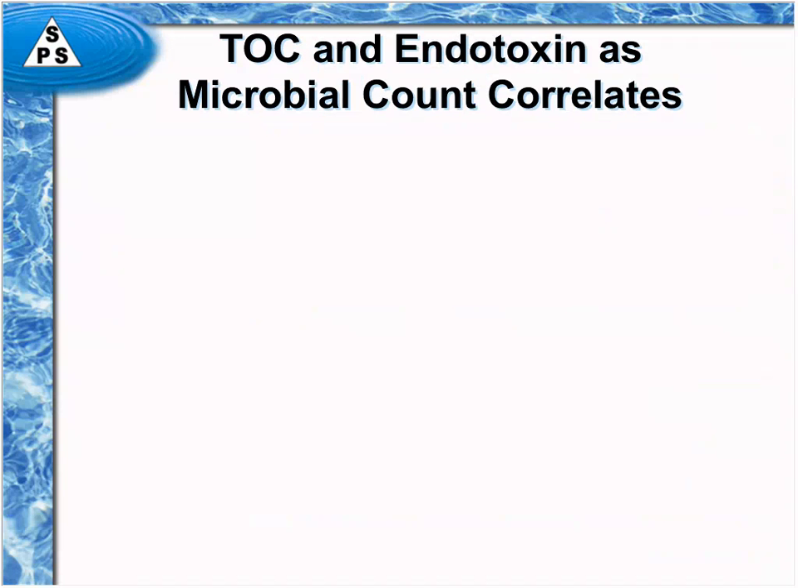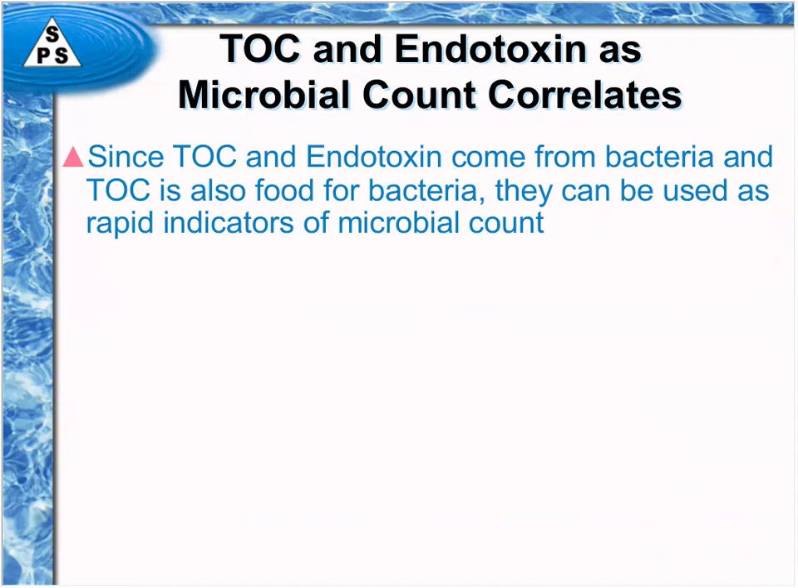So here, we're getting into the short rows now. TOC and endotoxin as microbial count correlates. We've been wanting to find something that's really quick for a lot of years. And a lot of people think that since TOC and endotoxin come from bacteria, and TOC is also food for bacteria, that they can be used as rapid indicators for a microbial count.